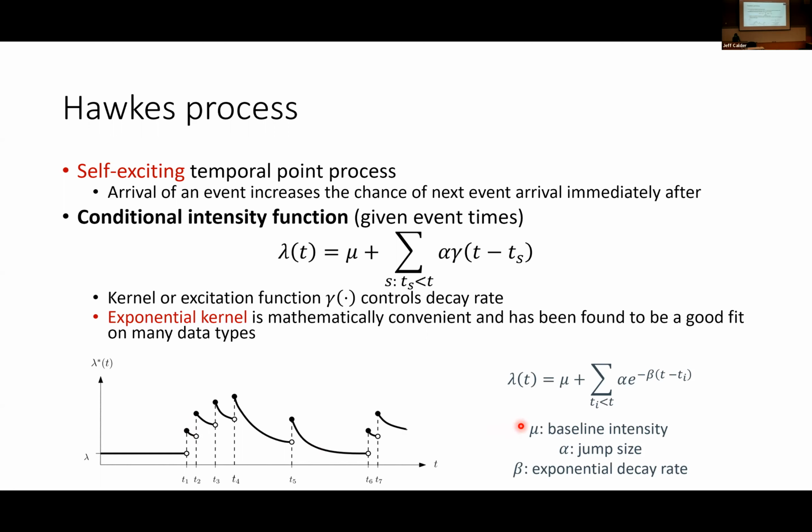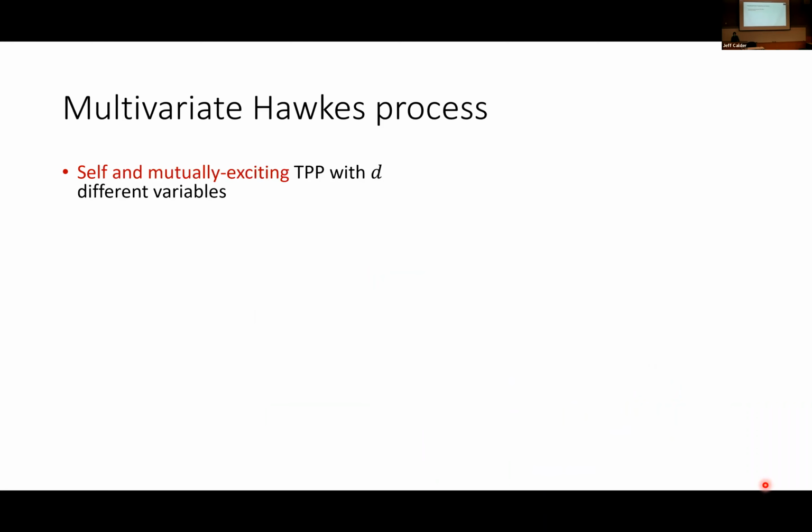And so the function ends up looking like this. You have a base intensity, mu. That's the rate at which things normally happen. And then each time you get an event, the intensity jumps by this size alpha. So that's the size of the jumps that you see here. And then you have a decay characterized by this beta. That's your exponential decay rate. So this is a Hawkes process.